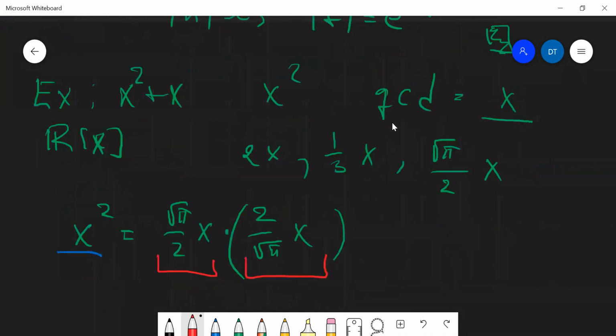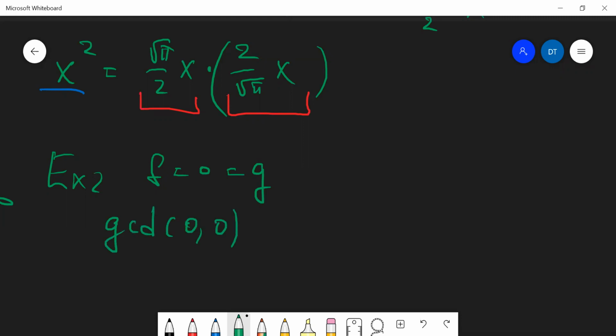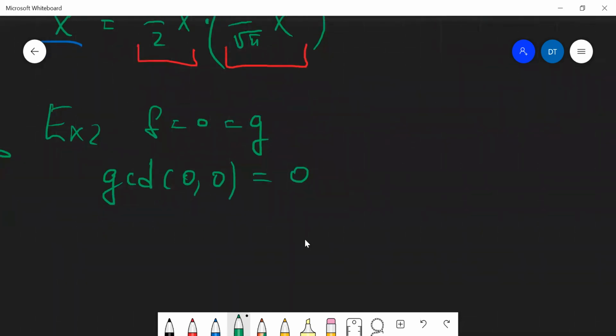Just in case, I want to clarify several specific cases. In example number 2, what if both polynomials are 0? What is the greatest common divisor of 0 and 0? By definition, it's 0. Why? First of all, by definition, 0 is divisible by any polynomial, because 0 equals, say, h times 0. So h divides 0 for any polynomial h.